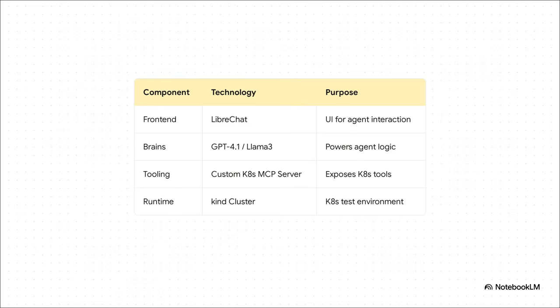So here's a quick look at the tech stack that brings this all to life. It's actually a pretty straightforward setup. We've got LibreChat for the user interface, a model like GPT-4 is the brain, and then a custom server uses MCP to give the agent its Kubernetes tools. And the whole thing runs on a local Kubernetes cluster where we've put our intentionally broken app.